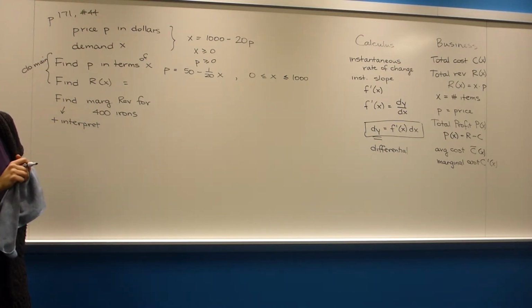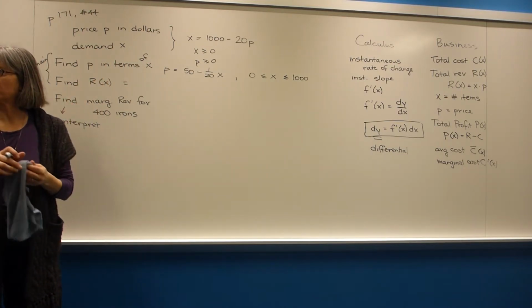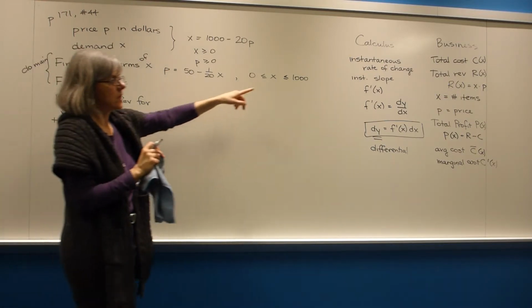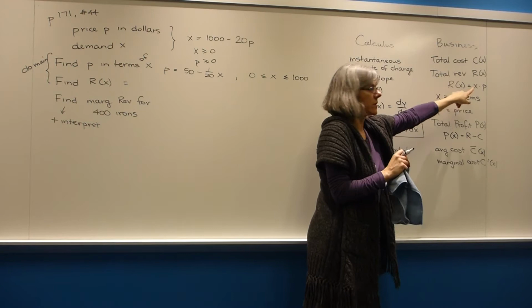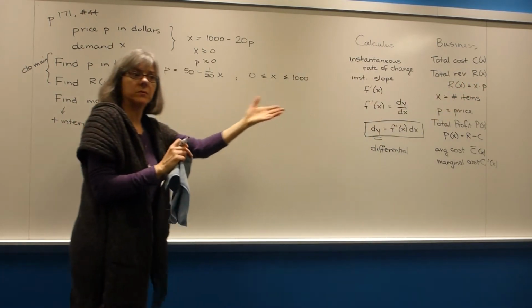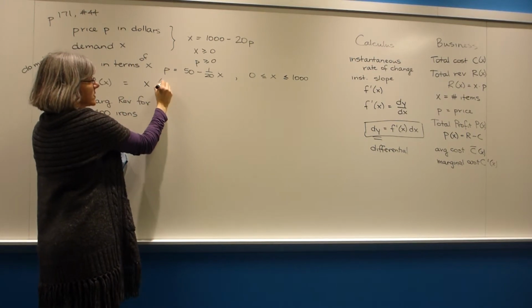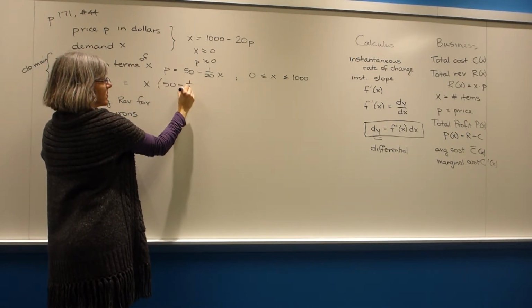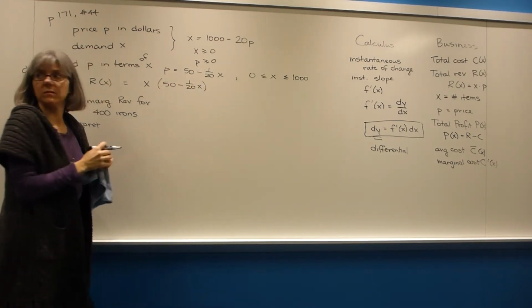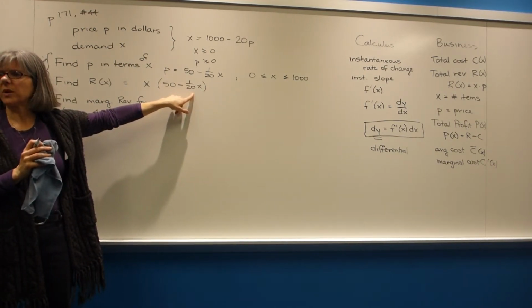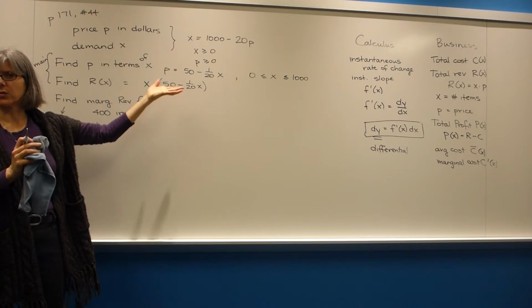How do I find R of x? I know the price, I know the number of items, so what do I do? Yeah, revenue is the number of items times the price that you charge for them. So the number of items, x, times the price. And then go ahead and multiply it out. Should you use 1/20th or 0.05, I don't care. Whichever one makes you happier.